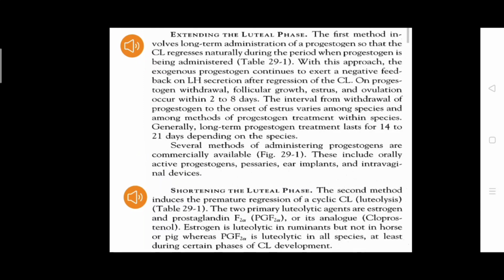A short luteal phase can be also due to the failure of the corpus luteum. If the corpus luteum doesn't secrete enough progesterone, your uterine lining may shed before a fertilized egg implants. This can cause an early menstrual cycle.